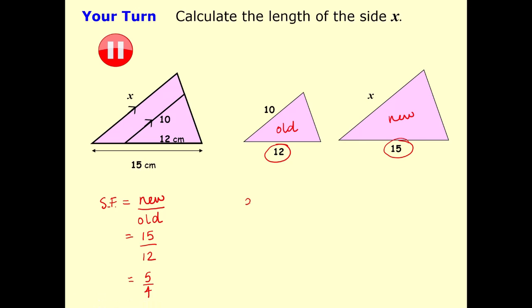And to calculate side x, we're going to find the corresponding side, which is 10, and multiply that by our scale factor, which in this case is an enlargement. And once we've done that, we can find the answer, which is 12.5.